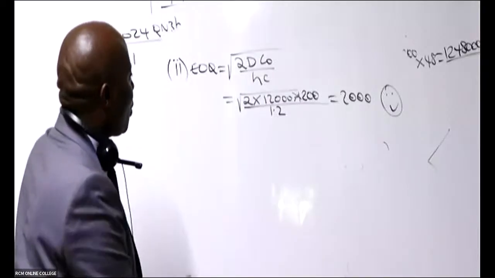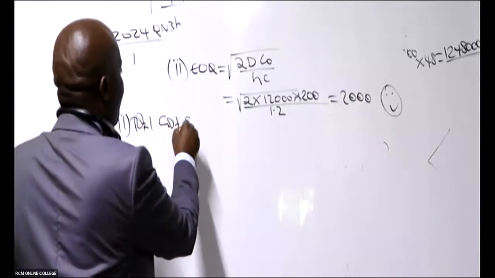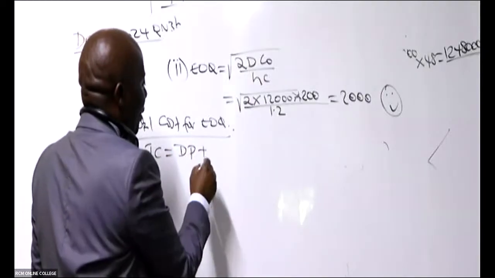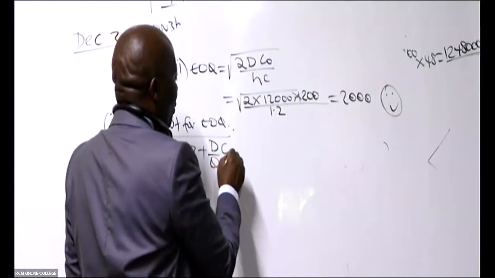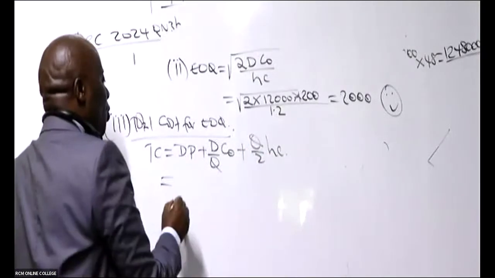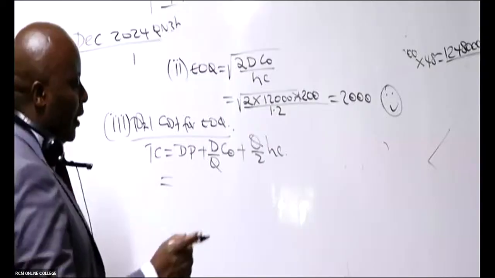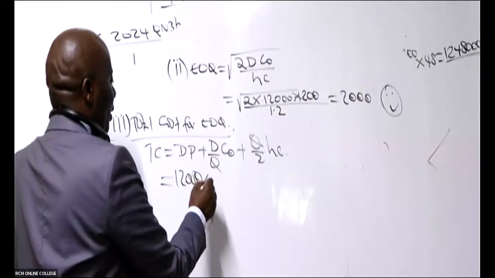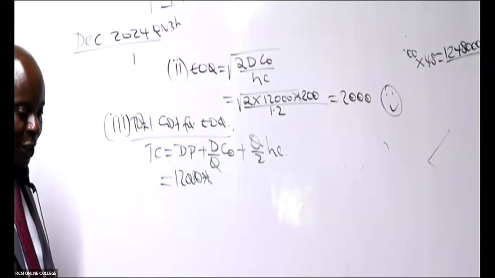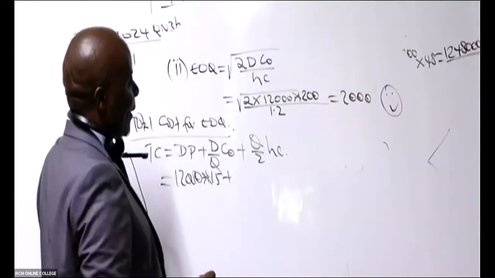So go ahead and give us the total cost. So you say Roman 3, total cost for EOQ. This TC will be equal to DP plus D over Q CO plus Q over 2 HC. So the annual demand, I hope they still remember, is 12,000, right? The price per unit, you guys had given me a figure. Price per unit was how much? 15 per unit, right? Plus the D over Q.